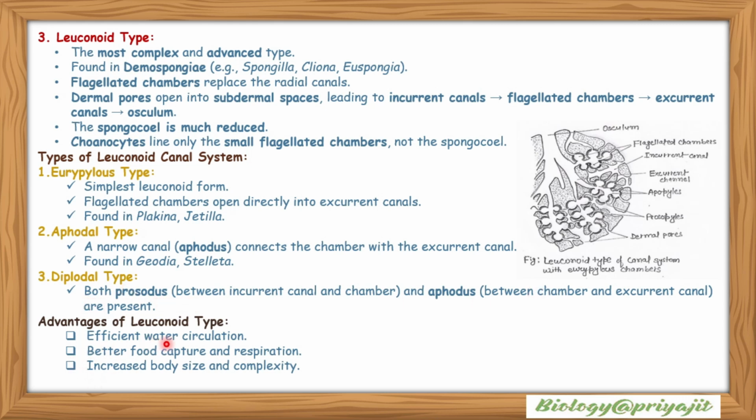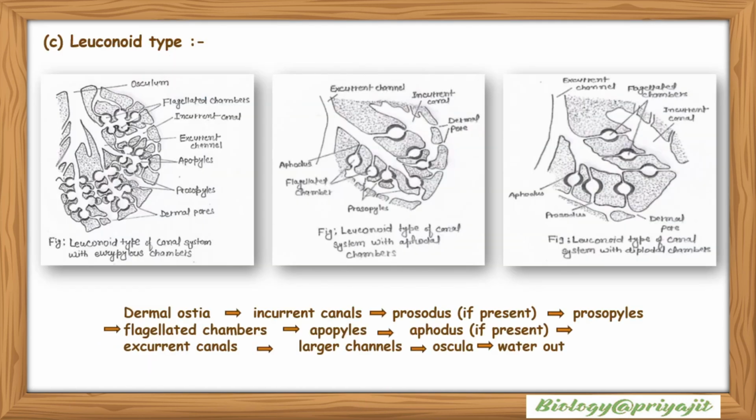Advantages of leucon type: efficient water circulation is performed by this type of canal system. It is better for food capturing and respiration. It increases body size and complexity.